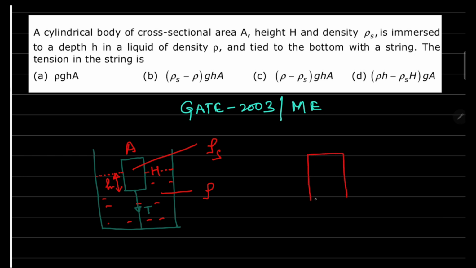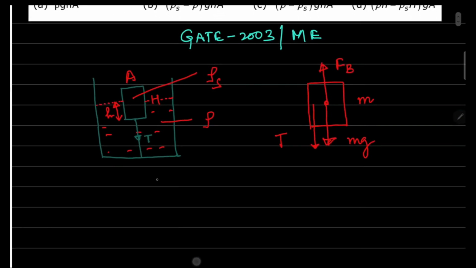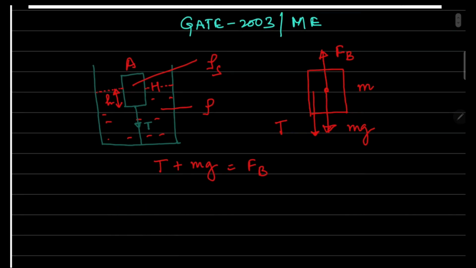So the free body diagram will look like this. Suppose its mass is m, so the force mg will be working downwards. Now one force is buoyancy, so buoyancy will work upwards, and another force is tension, so the tension in this string will work like this. If this body is in equilibrium, we can write straightforwardly that T plus mg is equal to the buoyancy force. So now one by one we will find everything.